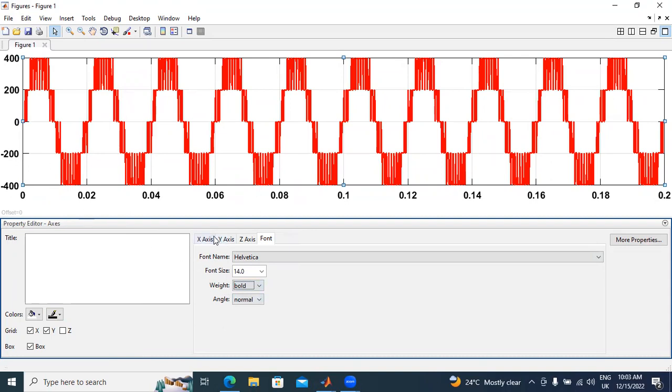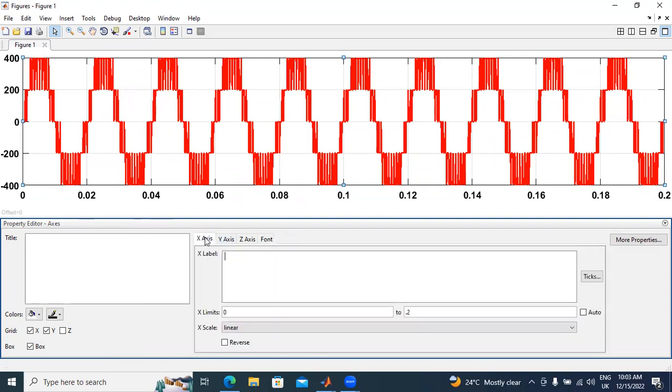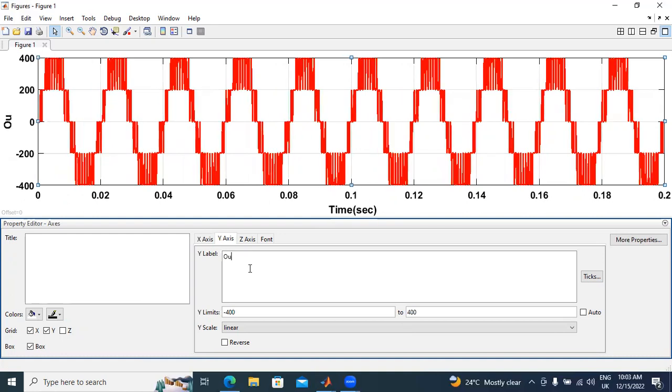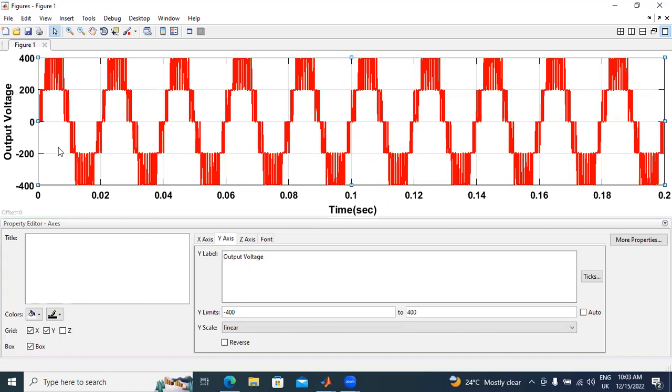Now if you want to write x-axis and y-axis names, type here x-axis. X-axis, I will type here time in seconds. In y-axis, I will type here output voltage. Okay.